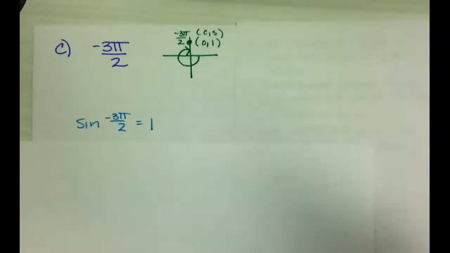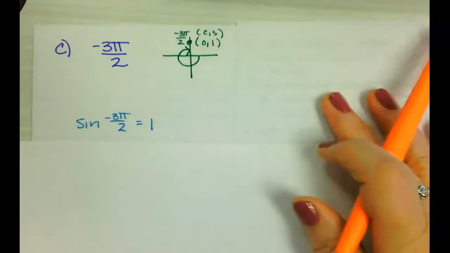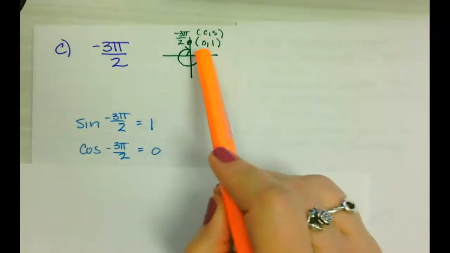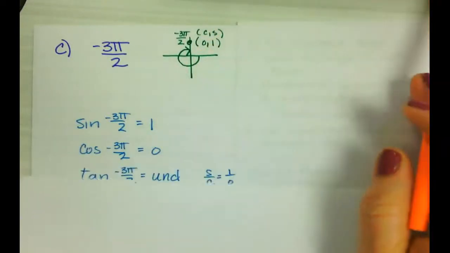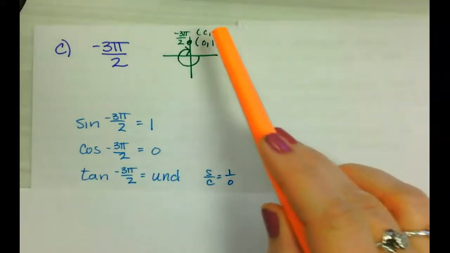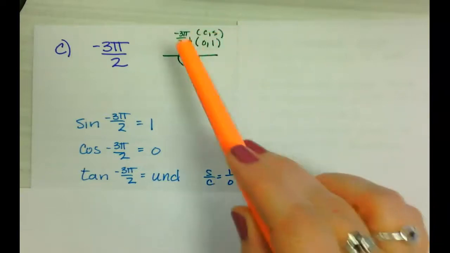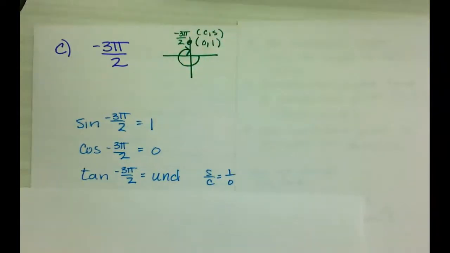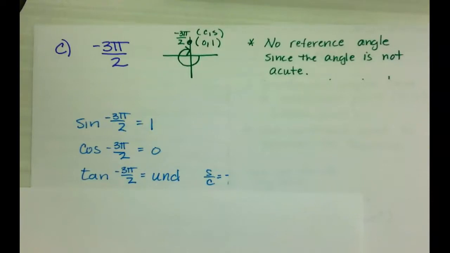Okay, so if I do sine, then that's going to be 1. If I do cosine, that's going to be 0. And if I do tangent, that's undefined, remember, because sine over cosine would be 1 over 0, and we can't divide by 0. Okay, so this one has no reference angle because it's not an acute angle.